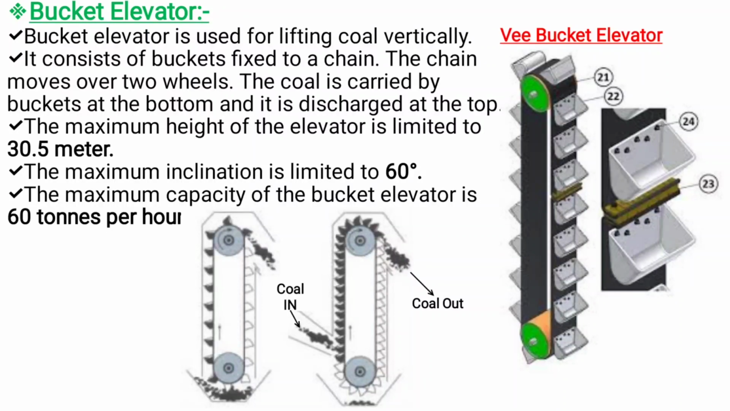Bucket elevator. A bucket elevator is used for lifting coal vertically. It consists of buckets fixed to a chain, and the chain moves over two wheels. The coal is carried by the bucket at the bottom and discharged at the top. Maximum height of the elevator is limited to 30.5 meters, the maximum capacity of the bucket elevator is 60 tons per hour, and inclination is limited to 60 degrees.